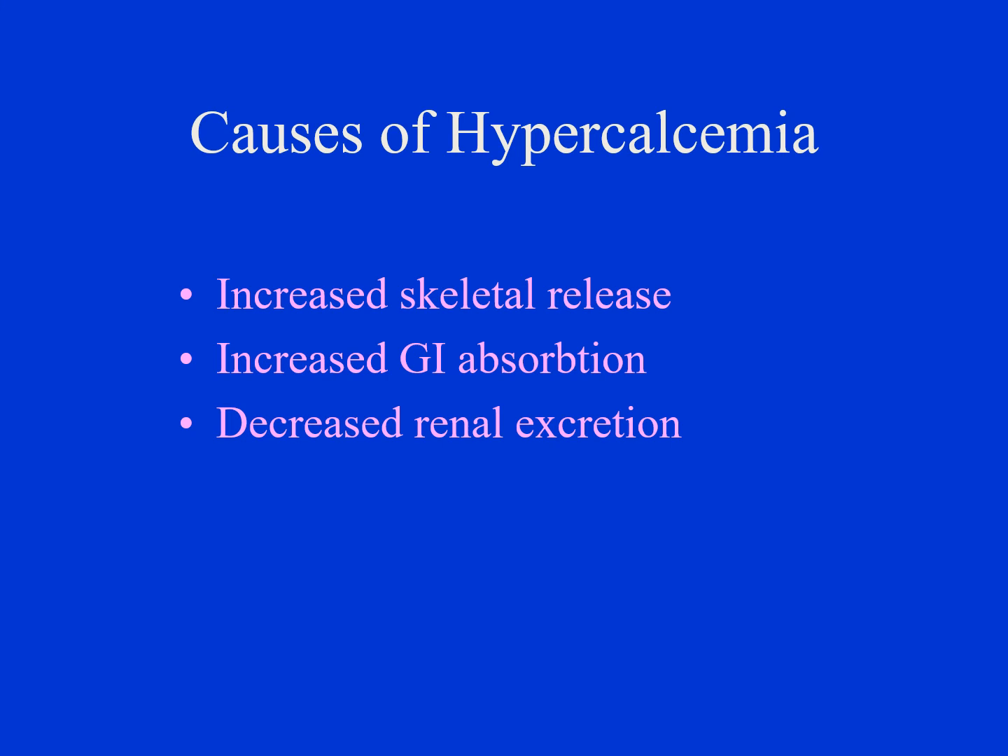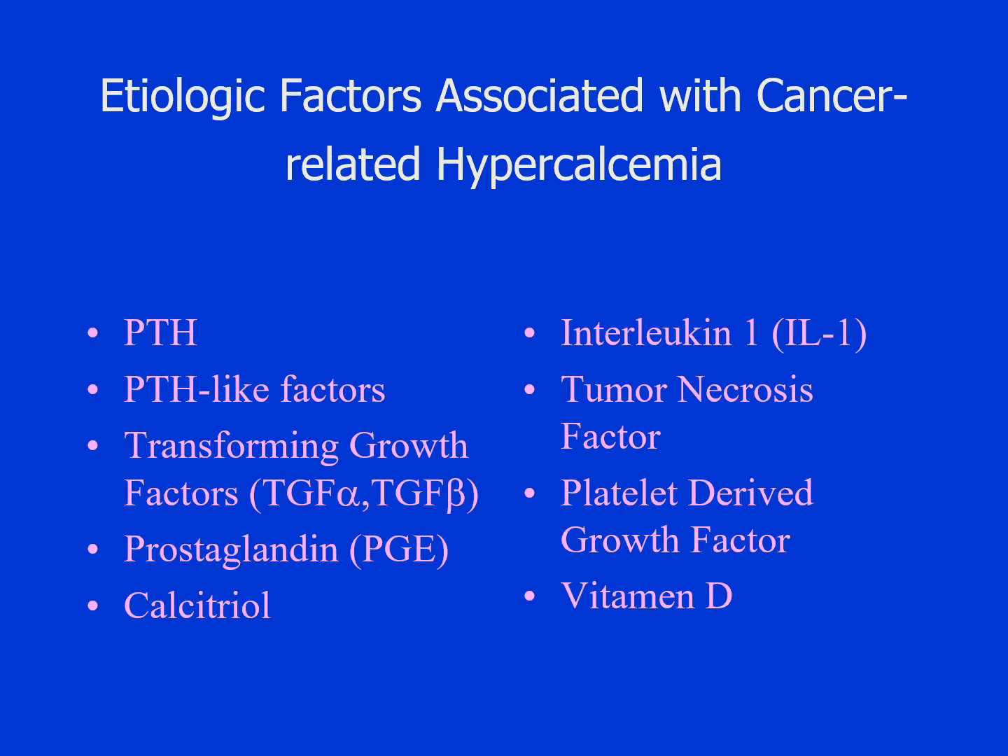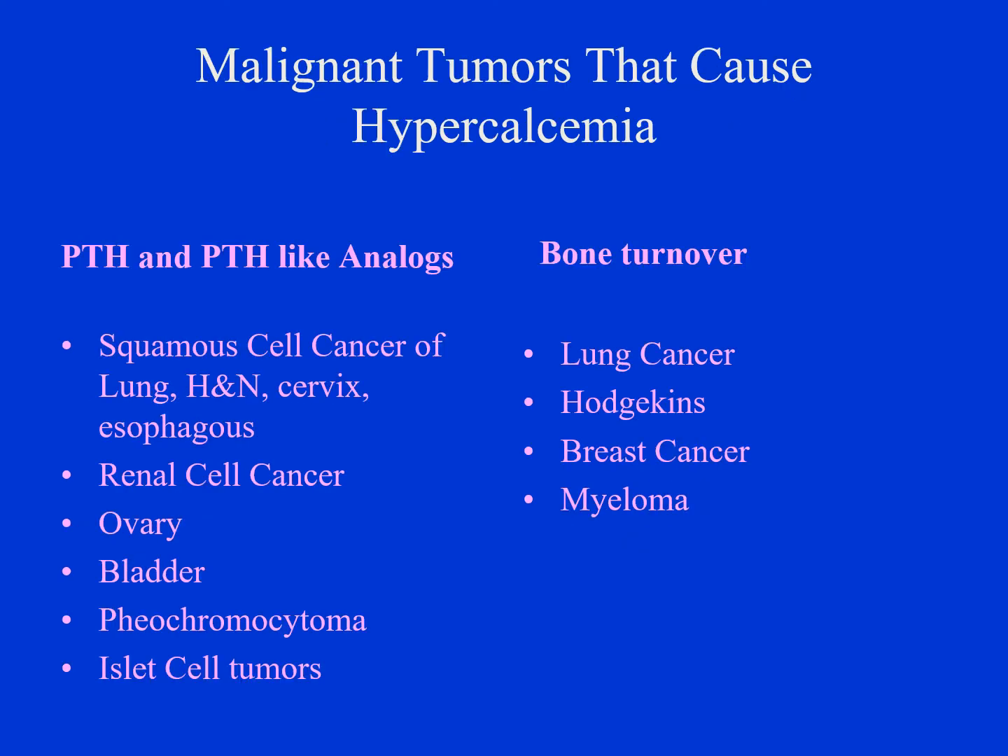Usually you have at least 2 of these and oftentimes 3 of them. It is seldom that you have just one of these as the mechanism of action of hypercalcemia. So the etiologic factors that are associated with the cancer-related hypercalcemias are PTH-like factors, transforming growth factor, prostaglandins, calcitriol, interleukin, tumor necrosis factor, platelet-derived growth factor, and vitamin D.